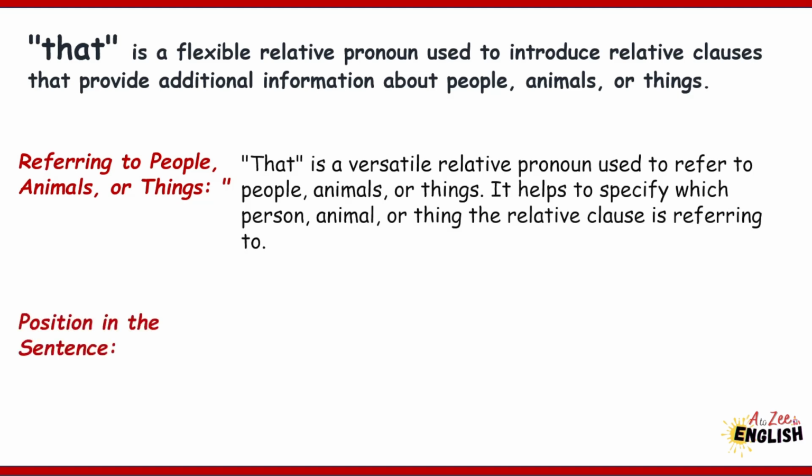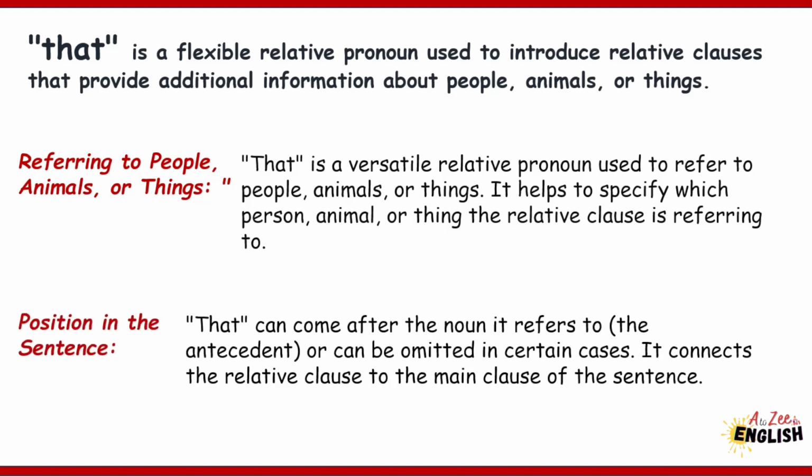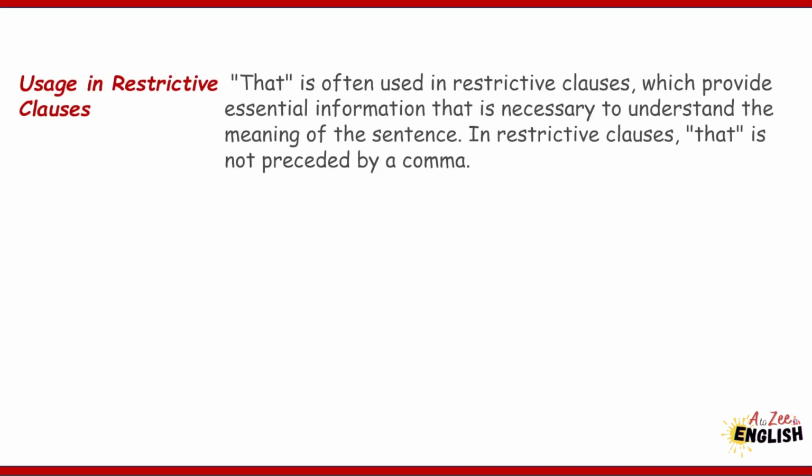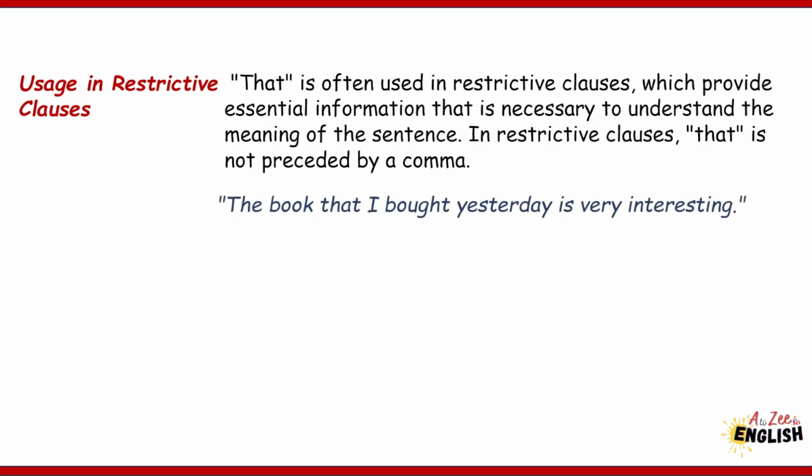Position in the sentence. That can come after the noun it refers to, or can be omitted in certain cases. It connects the relative clause to the main clause of the sentence. Usage in restrictive clauses. That is often used in restrictive clauses, which provide essential information that is necessary to understand the meaning of the sentence. In restrictive clauses, that is not preceded by a comma. For example, the book that I bought yesterday is very good.